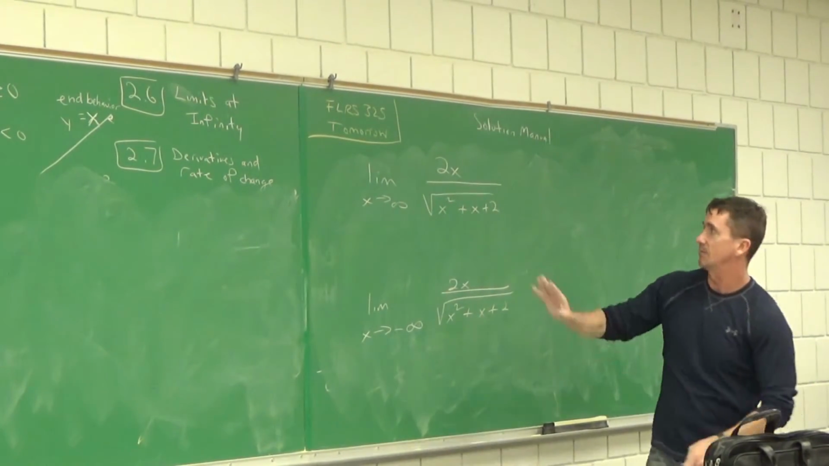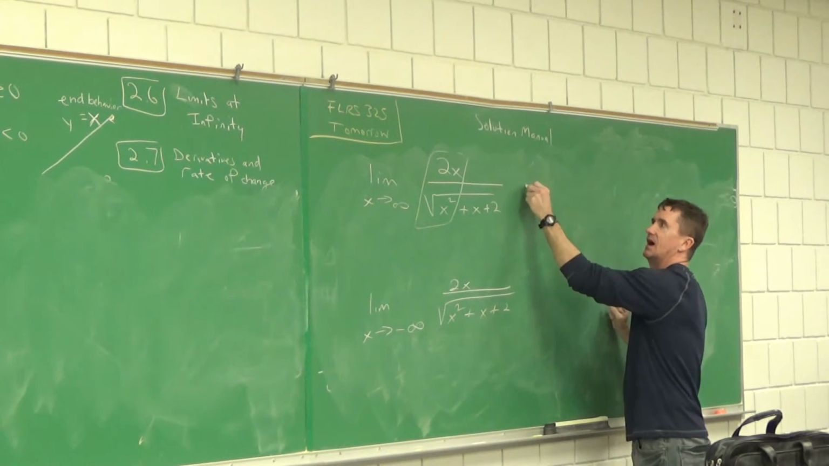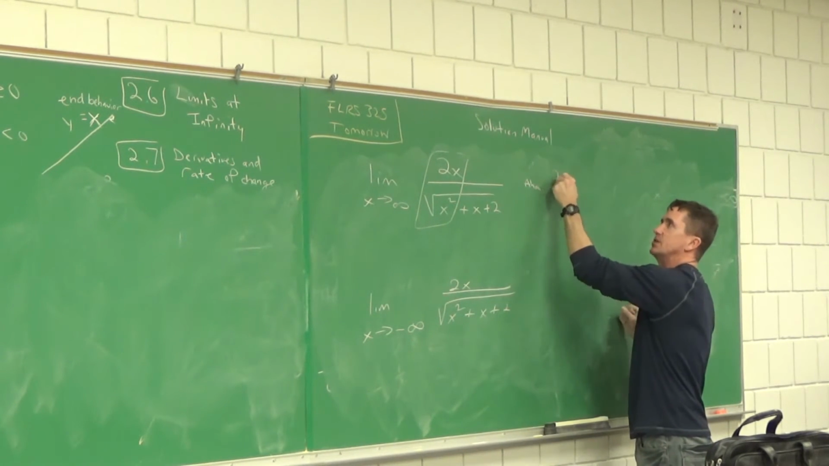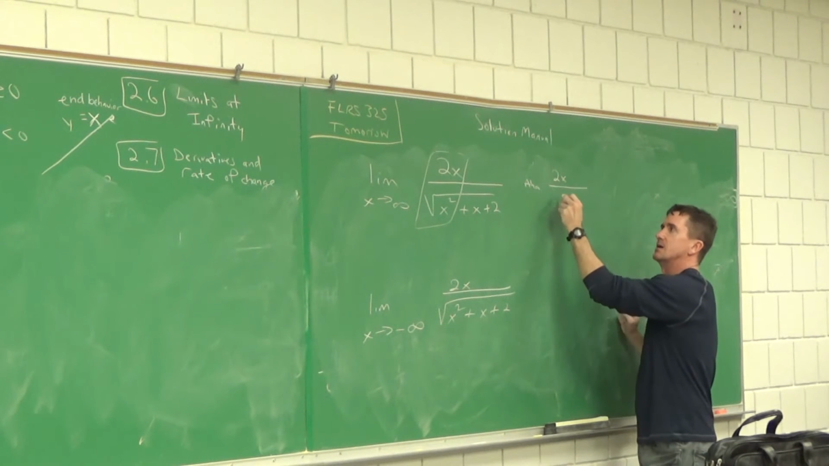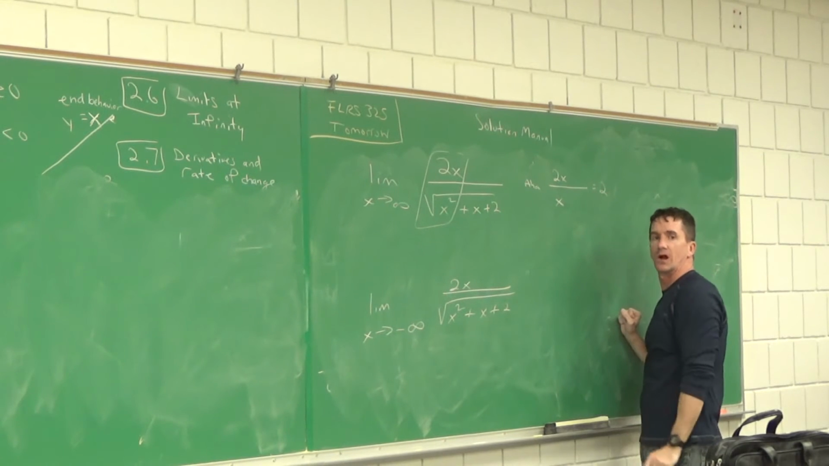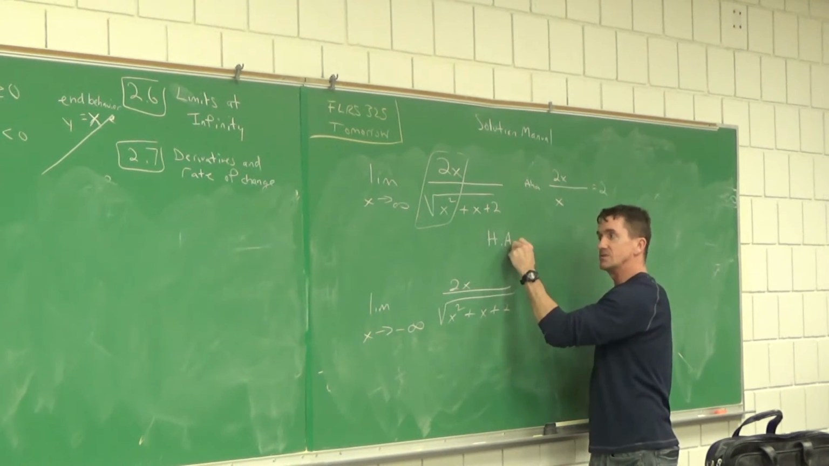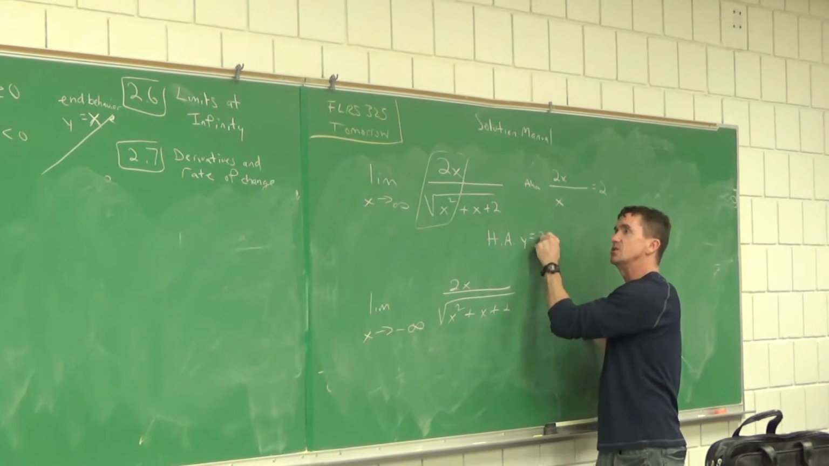Now we're going to be able to get these answers in a very short, easy way like before. I'm looking at this. See all this right here? I'm thinking of that as, aha! That's like a 2x over a positive x, which is just a 2. So guess where the horizontal asymptote is. This thing has a horizontal asymptote at y equal to 2. Guess what the limit is?